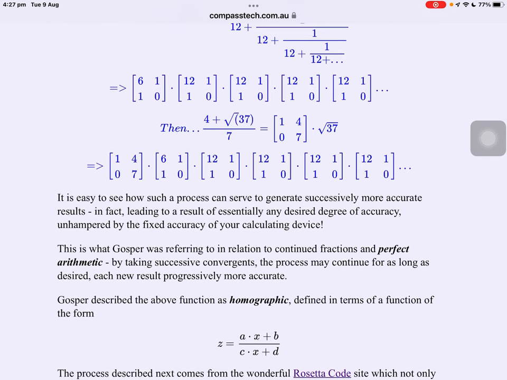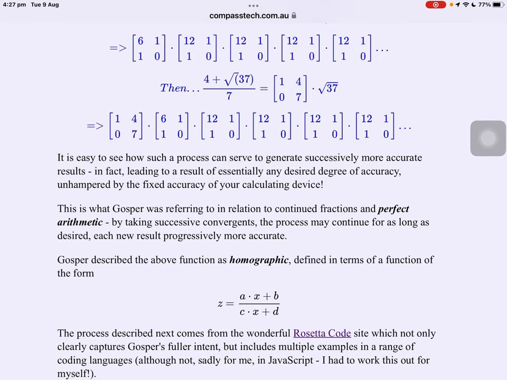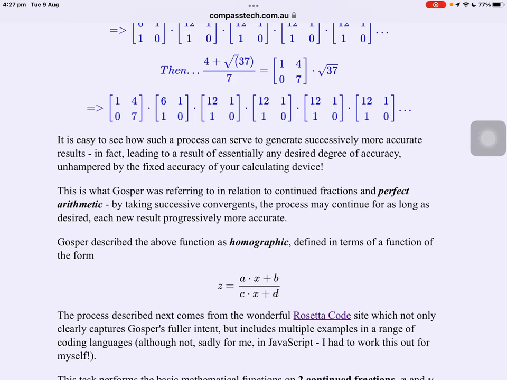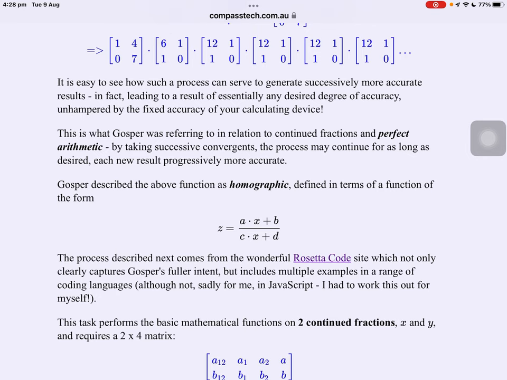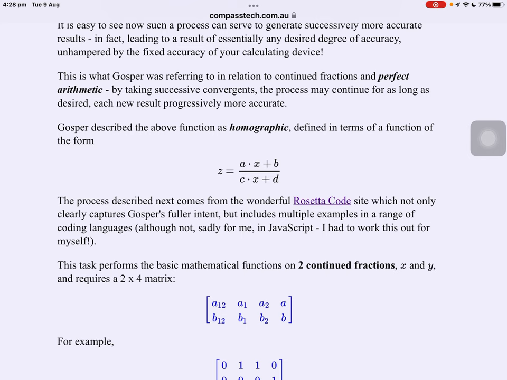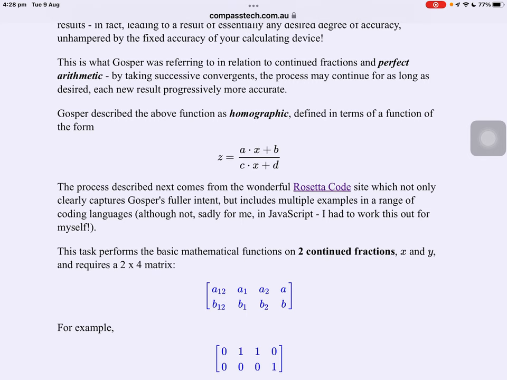This is another way of looking at what Gosper's approach is doing. It's easy to see how such a process can serve to generate successively more accurate results, essentially to any desired degree of accuracy, and you're not hampered by the fixed accuracy of your calculating device. Because here we can see what the next term is going to be. It's always going to be a 12. So we can continue to multiply those matrices, and what we'll get is perfect arithmetic. By taking successive convergents, the process can continue for as long as desired, each new result progressively more accurate. Gosper used the term homographic to talk about functions of this form.